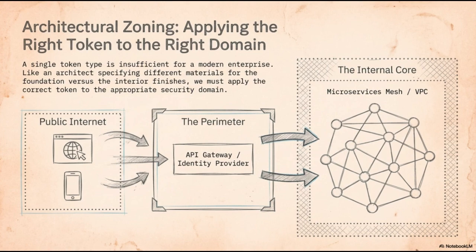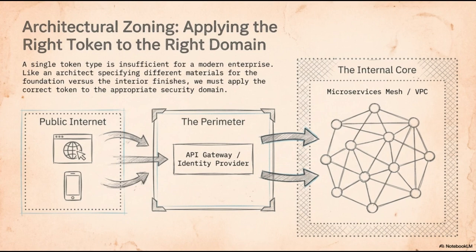Looking at the diagram, we start on the left with the public internet. This is the untrusted zone where our users interact with us via browsers and mobile devices. Those requests first hit the perimeter, which is managed by our API gateway and identity provider. This zone acts as a critical transition point, validating external credentials and exchanging them for tokens suited for our internal environment. Finally, we move into the internal core. This is our secure microservices mesh, or VPC.